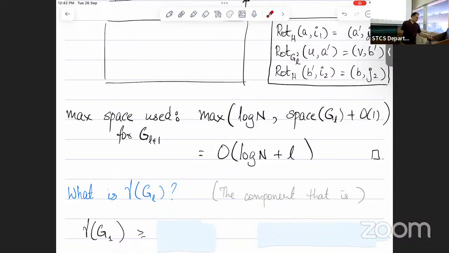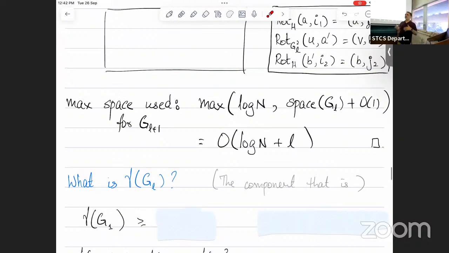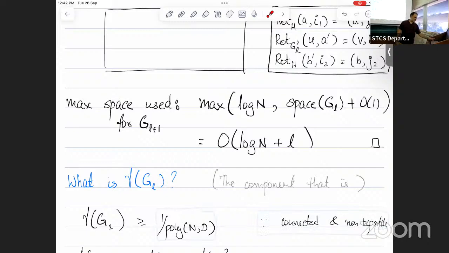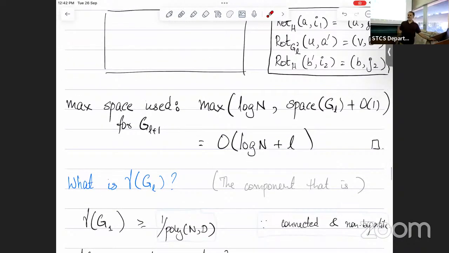Now, what is the spectral gap of G1? What can you give as a lower bound for the spectral gap of G1? G1 was basically you took your graph, put a cycle on that and then put self loops. The only guarantee I have is that it's a connected non-bipartite graph. So it has some 1 over poly(n) spectral gap, just because it is connected and non-bipartite.